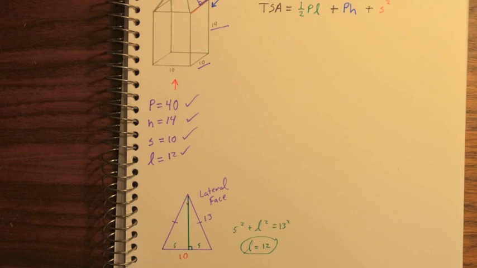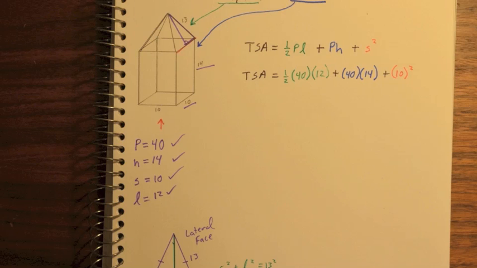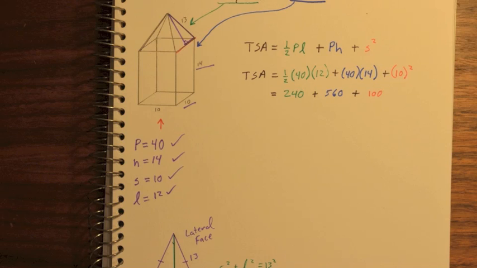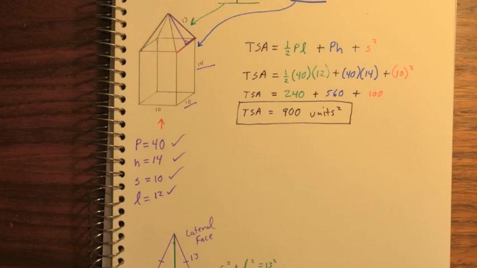And now we're good to go. We have all of the area formulas. So we should get 240 plus 560 plus 100 makes 900 square units of fun.